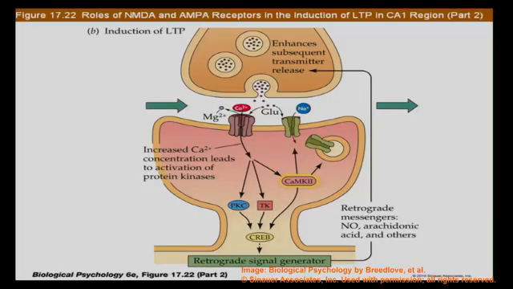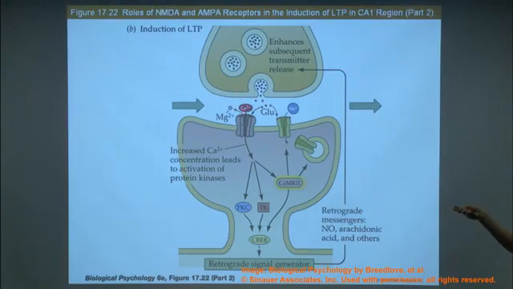Okay, so now we have magnesium out. The NMDA receptors are unblocked. What's so great about that? Once magnesium is out of the NMDA receptors, calcium comes in through the NMDA receptors. Okay? Calcium will also help depolarize the postsynaptic membrane, but more than that, calcium works to do something special.